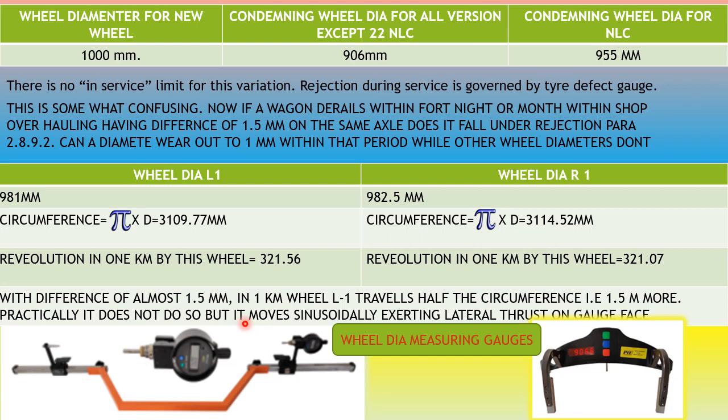So horizontally it moves in a sinusoidal way, and this action exerts huge lateral dynamic pressure on the gauge face of the rails. Well, these are the gauges with which we take the wheel diameter, and this is the latest version. It is put behind the wheel face, and these three points with the midpoint give the direct reading of the wheel diameter.